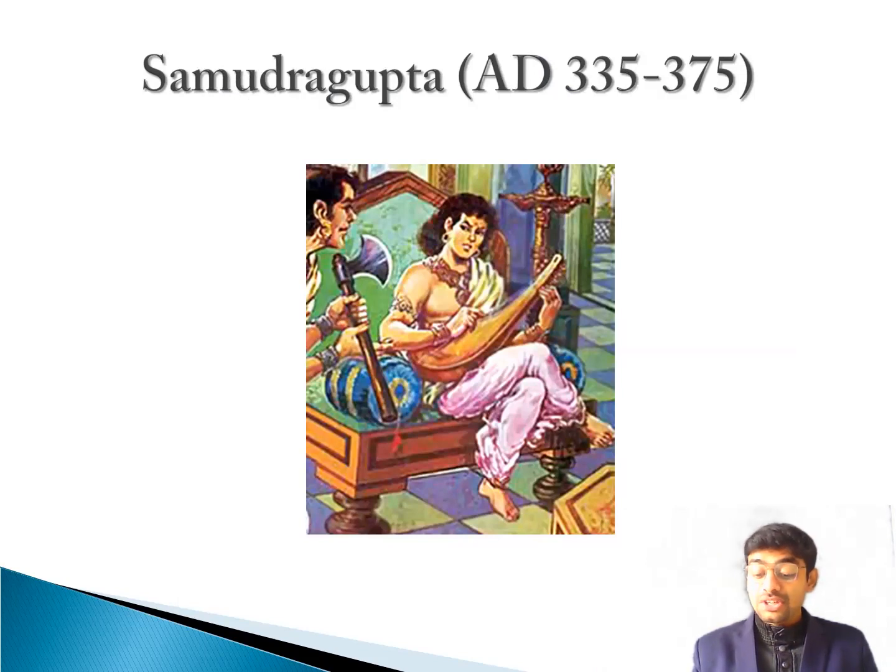We get information about Samudragupta's reign mainly from coins and inscriptions. The Allahabad pillar inscription, for example, praises Samudragupta's military achievements. It was composed in the Sanskrit language by the court poet Hrisena. So there was a poet called Hrisena along with Samudragupta.